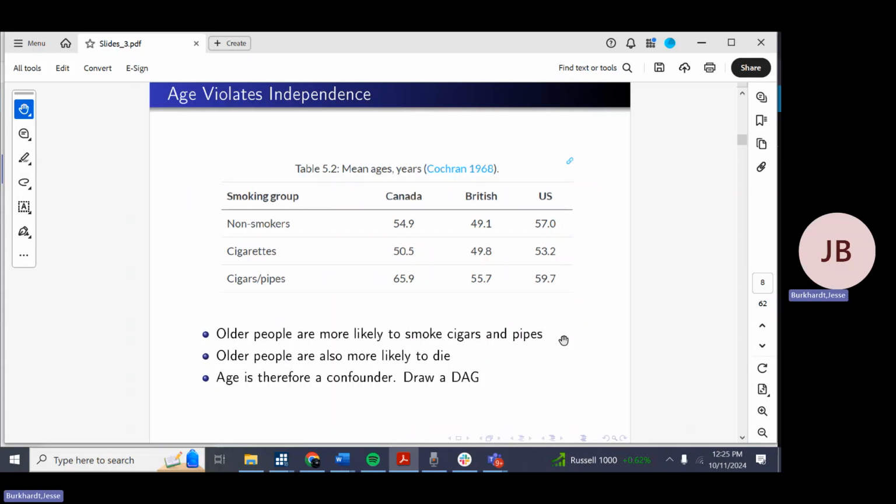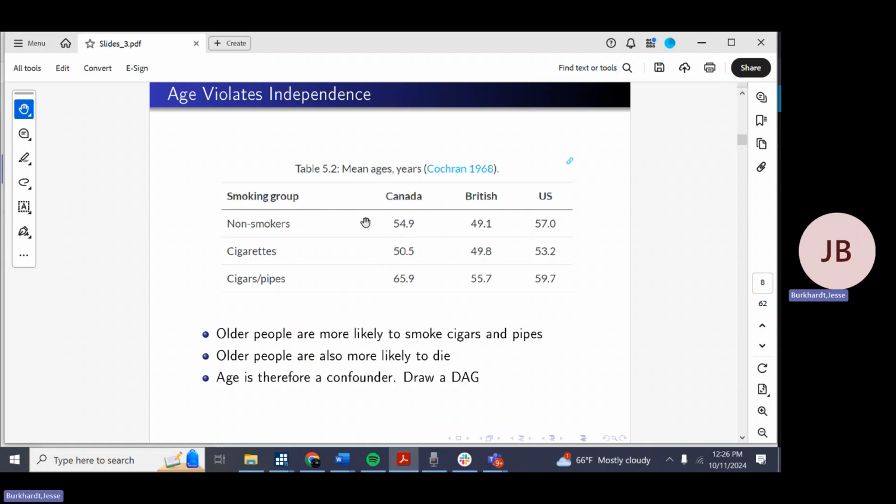Getting back to our smoking example, the question was, why did it look like the death rates for cigarette smokers and non-cigarette smokers were the same? Why did it look like cigar and pipe smokers were especially bad? Well, age. Age is an obvious confounder. Age affects whether or not you smoke, and it also affects whether or not you die. So age is a confounder.